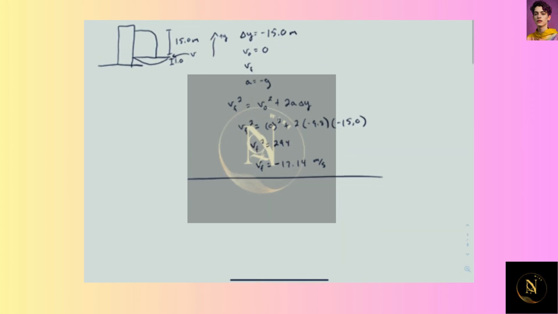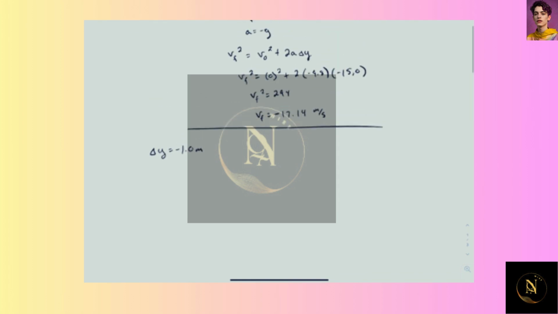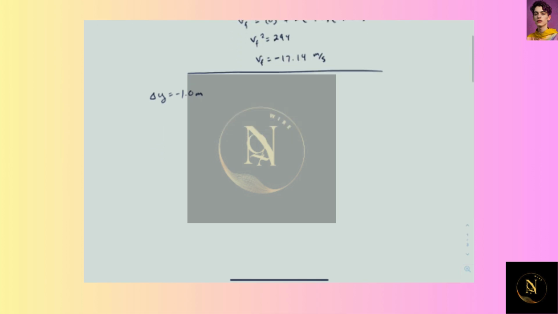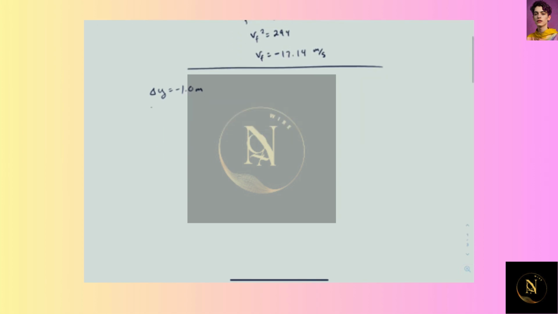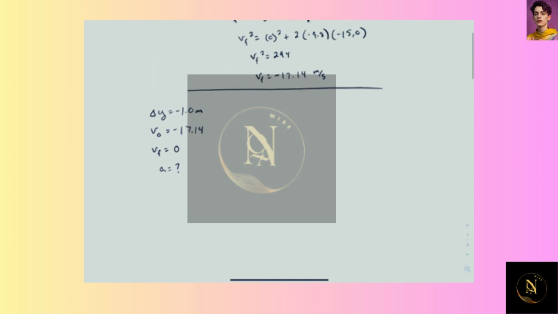redefine our knowns. So our delta y now is going to be negative 1 meter, right? Falling with the net stretching. This final velocity we had in the first part is now going to be our initial velocity for this. And our final velocity, well, she's coming to rest at the bottom of the net. So that's going to be 0. And we're looking for acceleration. And we'll use the same equation here.